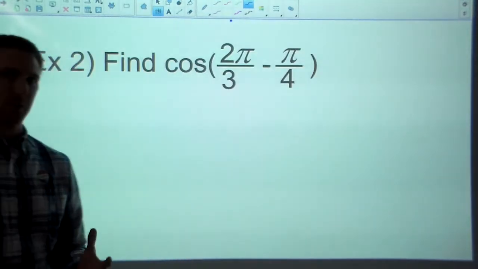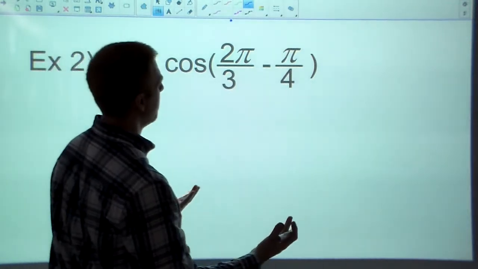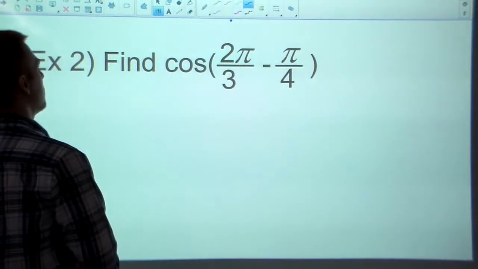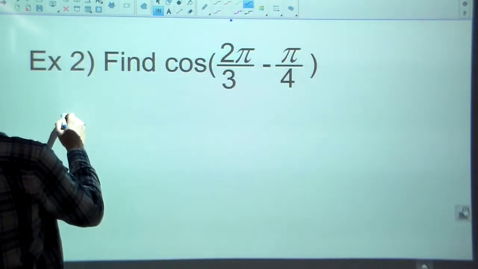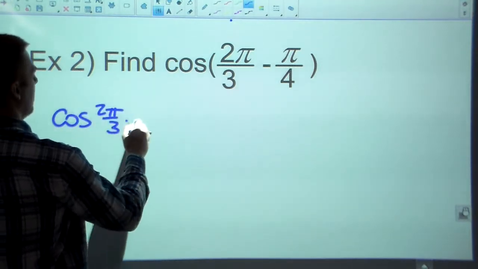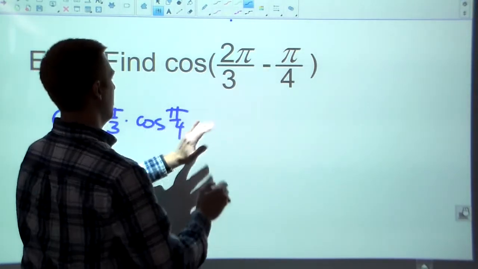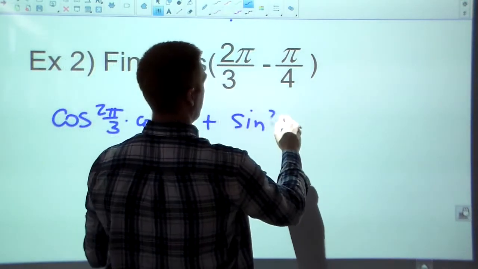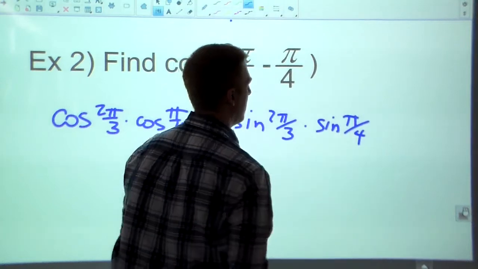All right, so now we spent a lot of time proving them. Let's actually put it to use here. Let's say that the angle we're trying to figure out can be defined by subtracting these two unit circle values. So we're trying to find cosine of 2 pi over 3 minus pi over 4. First up, I'm going to write that out with the identity. So cosine 2 pi over 3 times cosine of pi over 4. Whatever sign here, we're going to do the opposite. And then sine of one angle, 2 pi over 3, times sine of the other angle, pi over 4.